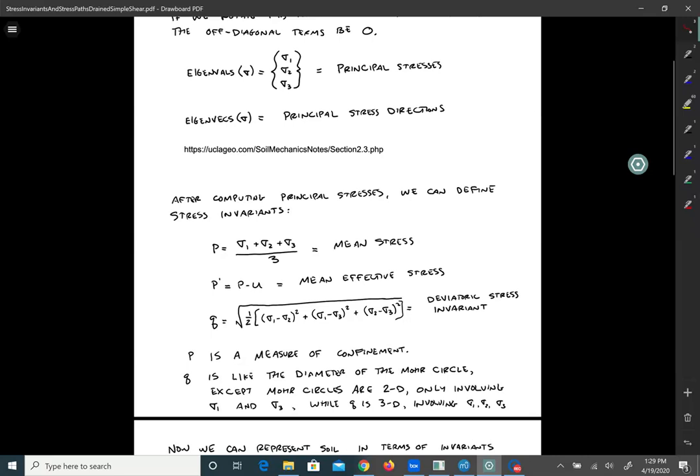So fundamentally, it's a measure of how much stress is on the soil, right? The size of the Mohr circle is what matters. The bigger the Mohr circle, the more stress there is, the closer you are to a failure envelope, and so forth.